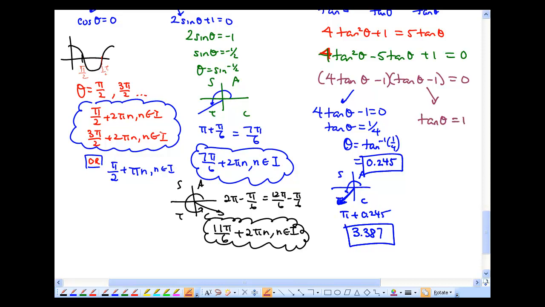Tan theta equals 1. Inverse tangent of 1. This one I know because it's a special angle. That's just pi over 4, so I'll keep it in that form. This is still positive, so once again, one in the third quadrant. So pi over 4 plus pi, that just equals, I think, 5 pi over 4.